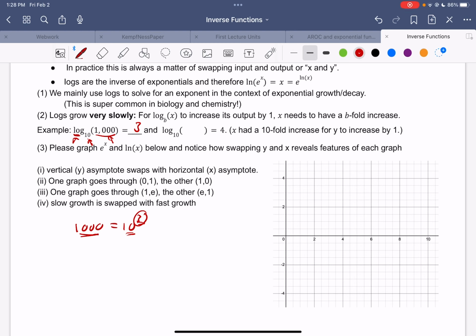Another thing we could have done is just divide 1,000 by 10. We'll get 100. Then divide that by 10, we'll get 10. Then divide that by 10, we get 1. So now we can stop, and we ask ourselves, how many times do we divide by 10? 1, 2, 3. So log base 10 of 1,000 is 3.